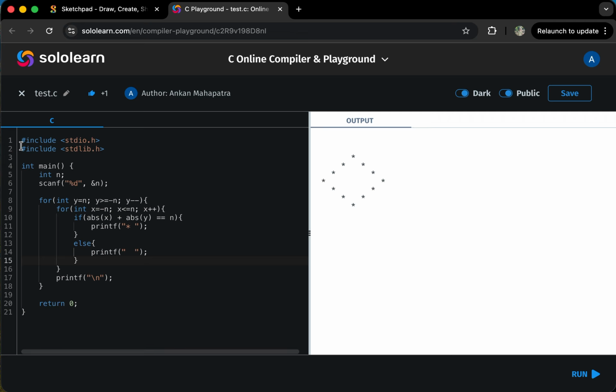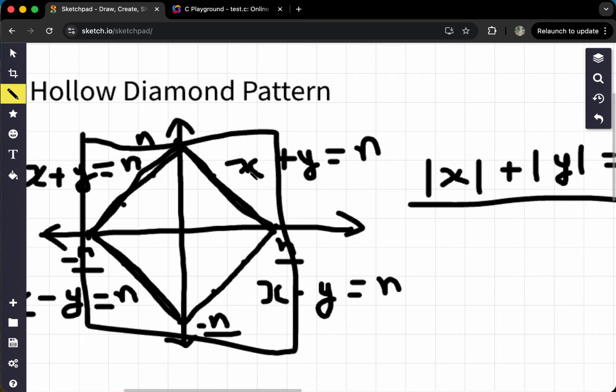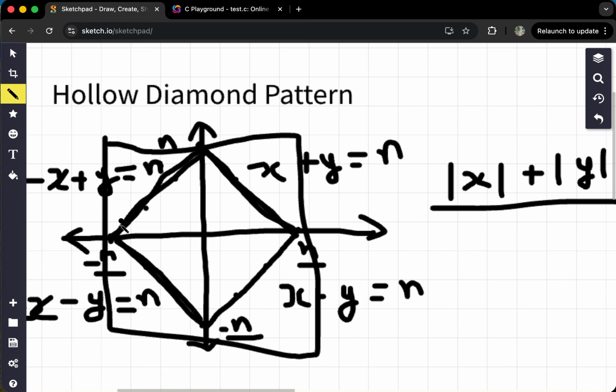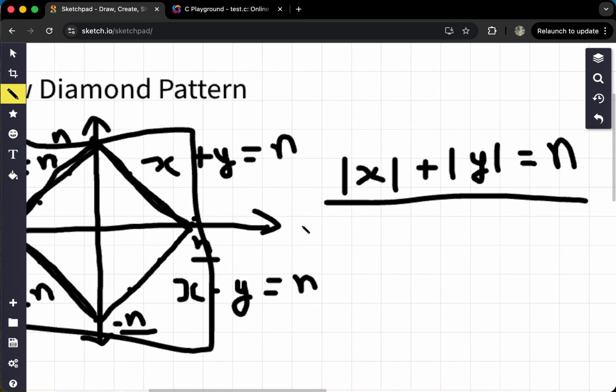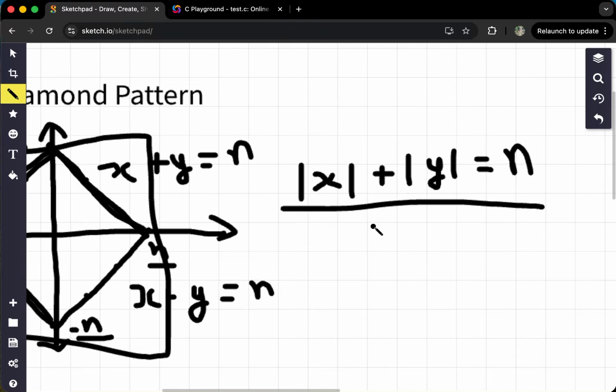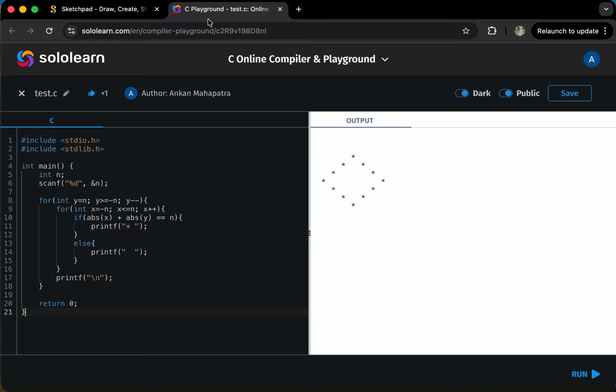So this is the code, and hope you have understood the idea for this problem. We have used the line equations for each of the lines in our diamond pattern and simplified it into a single line equation, that is mod x plus mod y equal to n. So using this equation, we have tried to print the pattern.